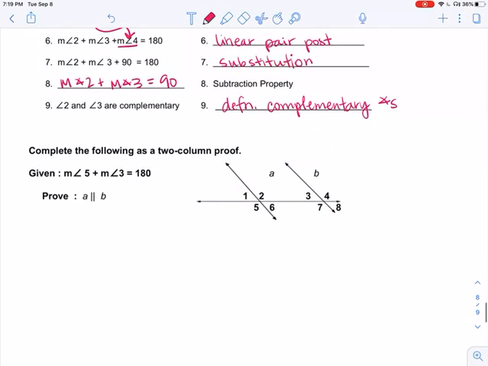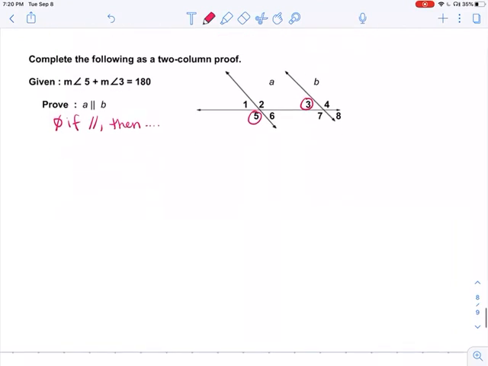And last one, the measure of angle 5 plus the measure of angle 3 is 180. And I want to prove that line A is parallel to line B. So if we are proving line A parallel to line B, then nowhere can I have an if parallel then statement. We can't do it. So since this gives it to us in the math form, we'll work it this way, and then I'll show you how to work it with the congruent supplements theorem.